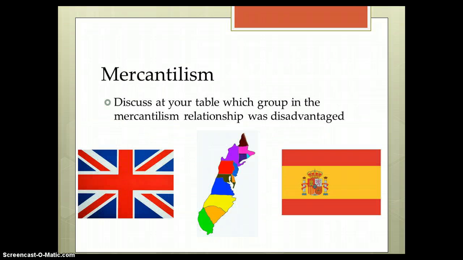So with the colonies providing raw materials to England, and England getting favorable trade balance from other countries such as Spain, in your groups, in your tables, tell me which one of these three groups is being disadvantaged in mercantilism. The colonies provide the materials to England. England then trades those same materials to other countries, and England gains all the profit, and they achieve favorable balance of trade. So who's being disadvantaged? I'll give you guys a couple minutes to discuss that at your tables.